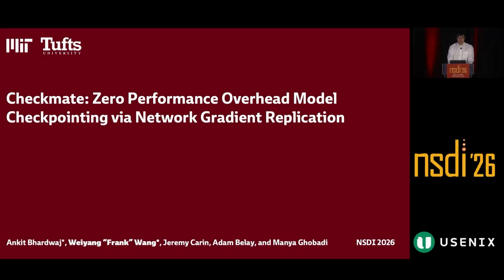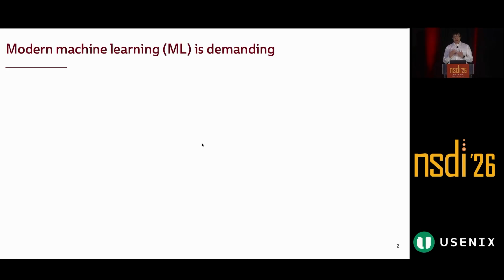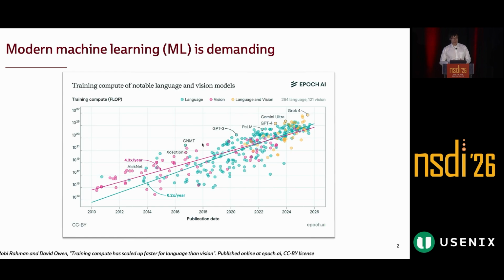Hello, everyone. In this talk, I'll be presenting Checkmate, zero performance overhead model checkpointing via network gradient replication. Machine learning is the latest, fastest growing workload around today. This report from Applic.ai illustrates this trend.